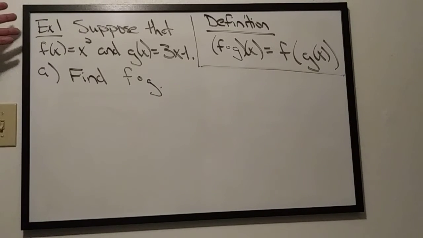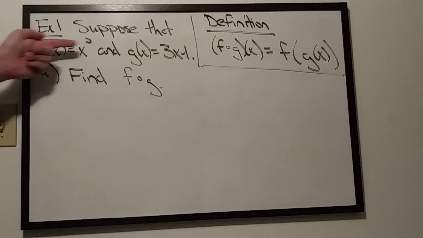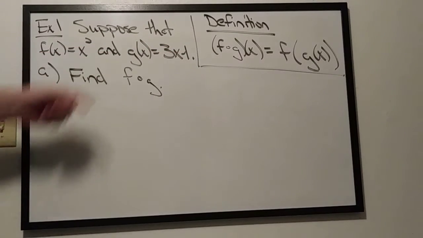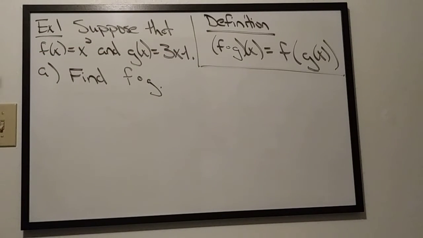So as you look at example 1, you need to notice that they have to give us two different functions. In this case, they've given us the rule for two different functions. They gave us the rule for the function f, and they gave us the rule for the function g. So now that we have the directions for example 1, suppose that f of x equals x squared and g of x equals 3x minus 1, we're ready to do a variety of different things with those.